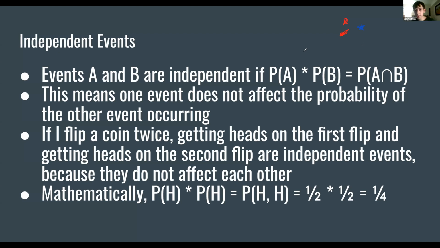We don't usually say dependent, but you could say that. The main way you would say it is that they are not independent. It just means that one event affects the probability of the other event happening.